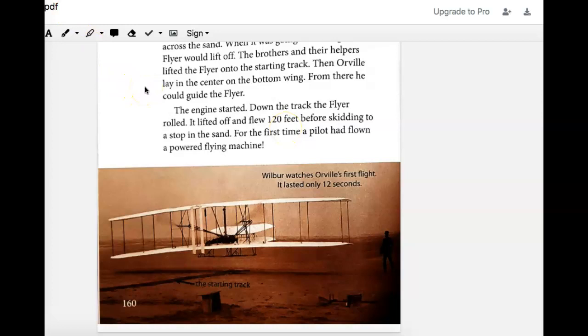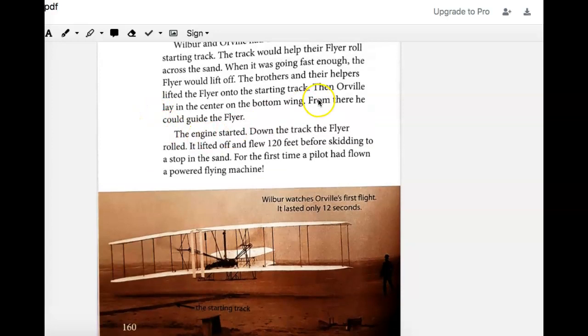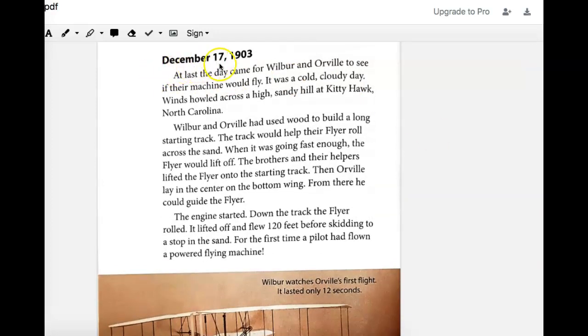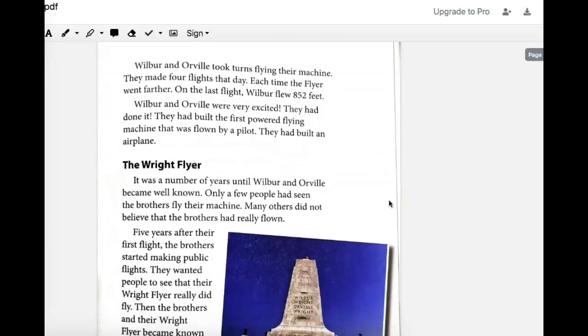So who flew on the airplane on the first flight? Who was it? Orville. Then when did the brothers take the first flight? When is it? December 17, 1903. Very good. Then where in Kitty Hawk did the brothers start the plane? Where in the Kitty Hawk? On a high sandy hill. Very good. Let's move on.